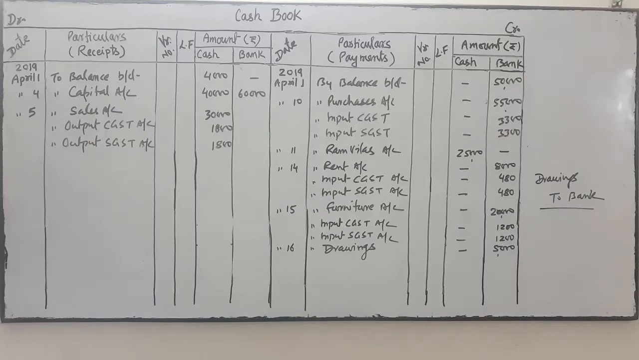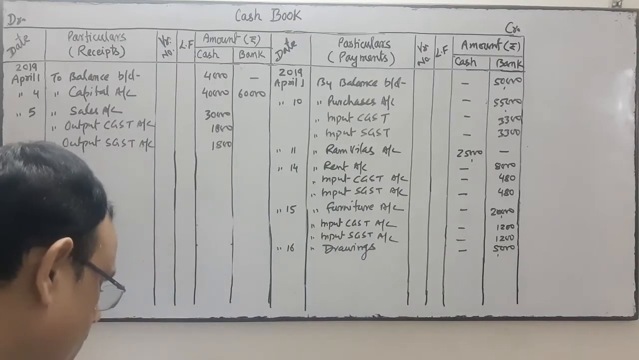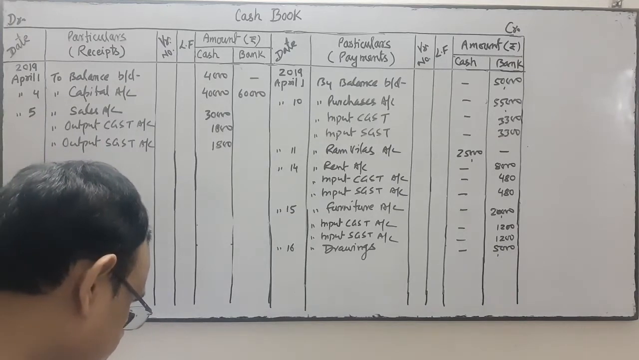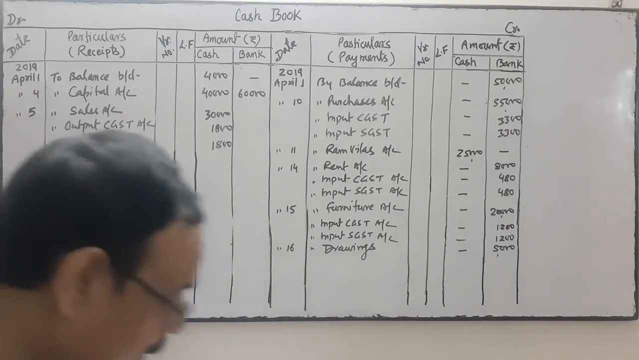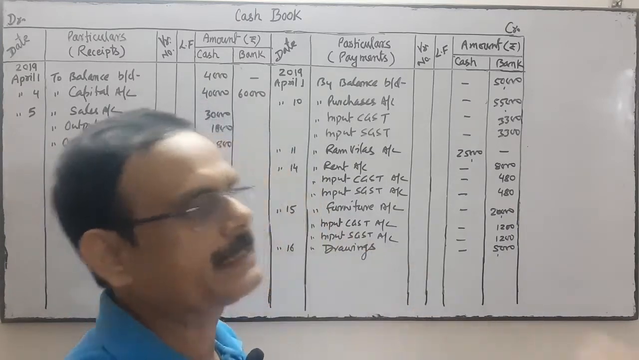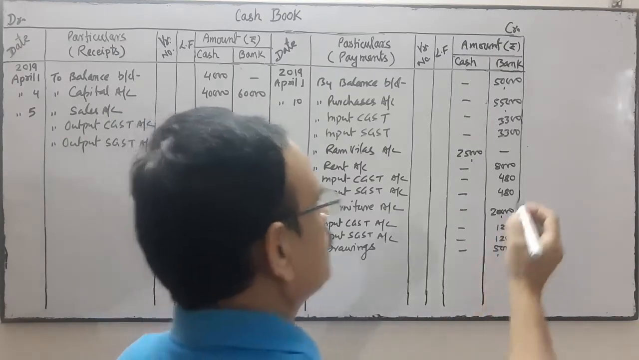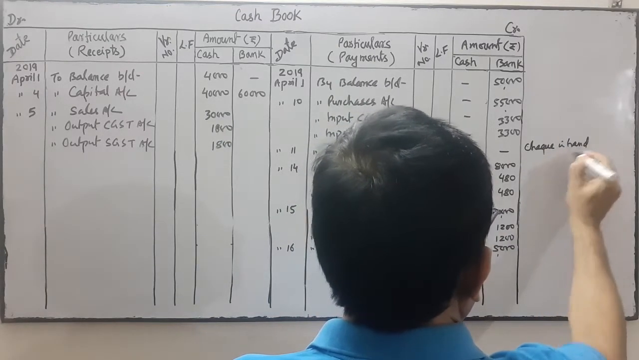Okay. Next, collection from Atul, deposited in the bank on 19th April. We have collected the amount from Atul, but that is not deposited into bank. Here I assume that the check is collected. So the check is collected and not deposited on the same day. The check in hand account debit to Atul account.